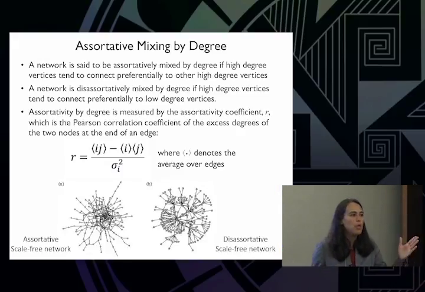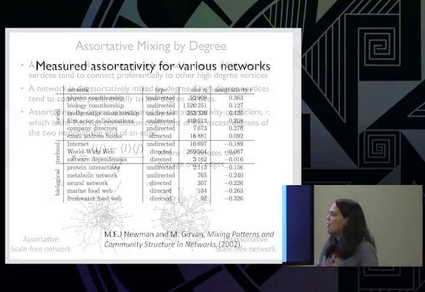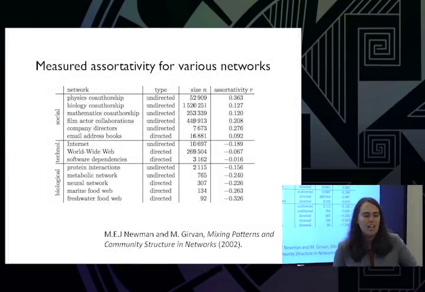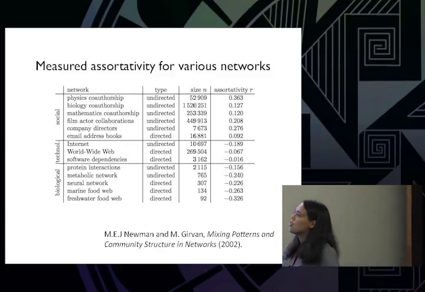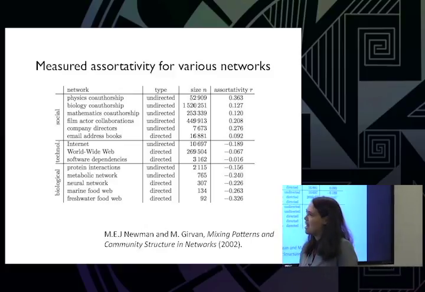So it's a number between -1 and 1. 1 if these vertices like to connect to other vertices of the same degree, of similar degree. So here's some measured assortativity values from various networks.